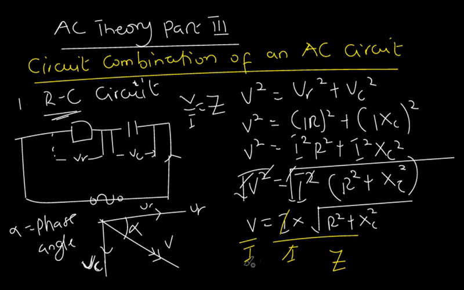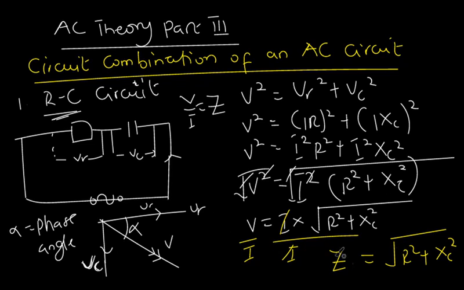So the V over I over here will now become Z, will now be equal to what? Root of what? R square plus what? XC square. So this is how we calculate the overall resistance offered to the flow of current in a circuit containing what? A resistance and then a capacitor. So the Z is the impedance, and the impedance is what? The total opposition offered to the flow of current in this particular instance.